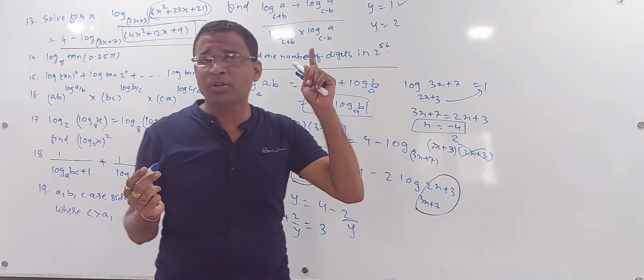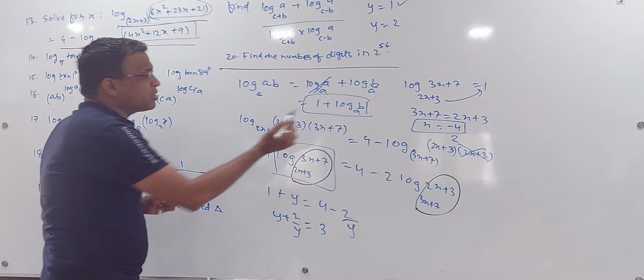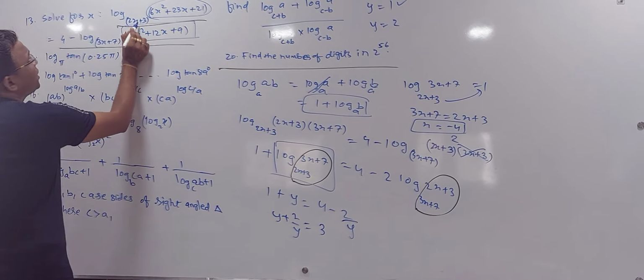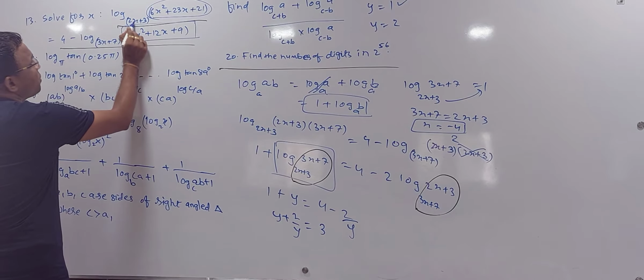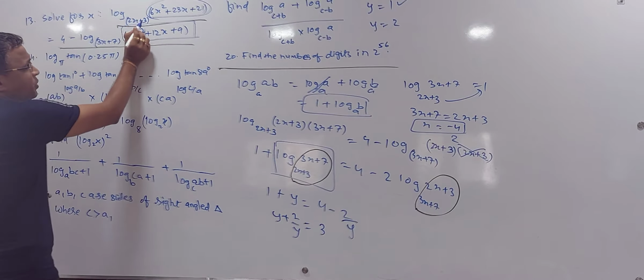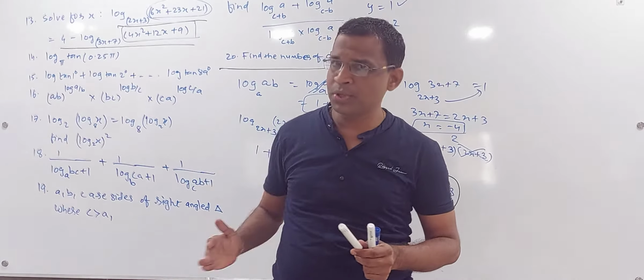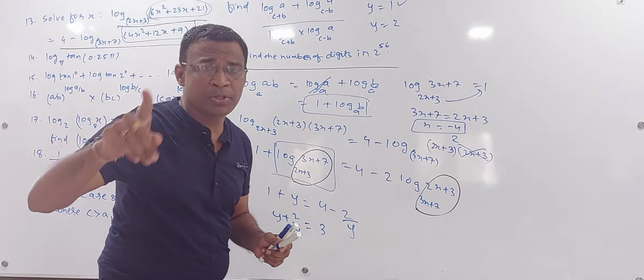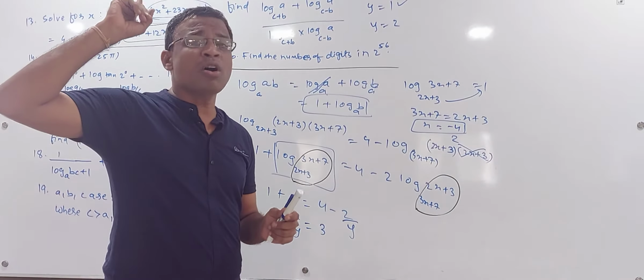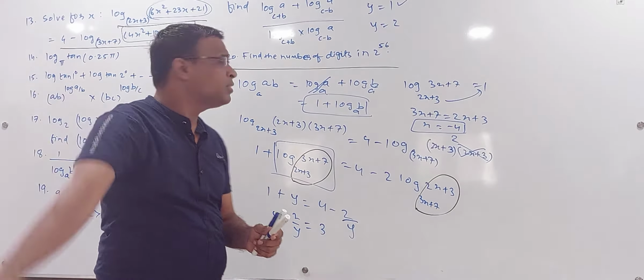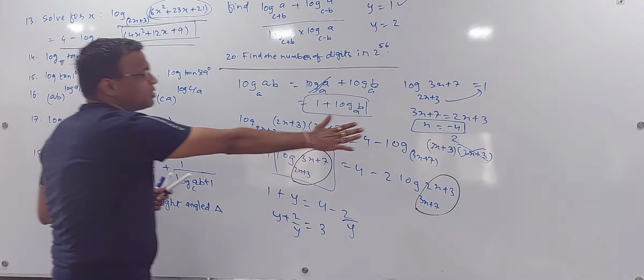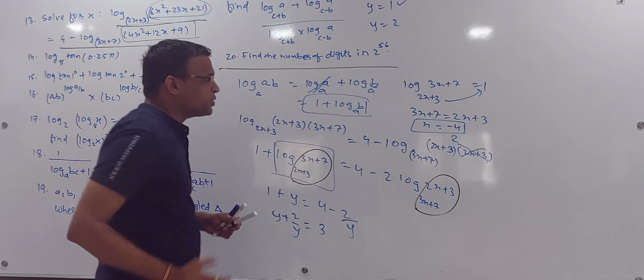In case of log, you have to cross check. Fine. If x is equal to minus 4 and I put it over here, this base 2x plus 3 will become negative. 2 into minus 4 is minus 8, plus 3 is minus 5. Log base couldn't be negative. Log base couldn't be 0. Log base couldn't be 1. So obviously this is discarded. So the second will be equal to 2.